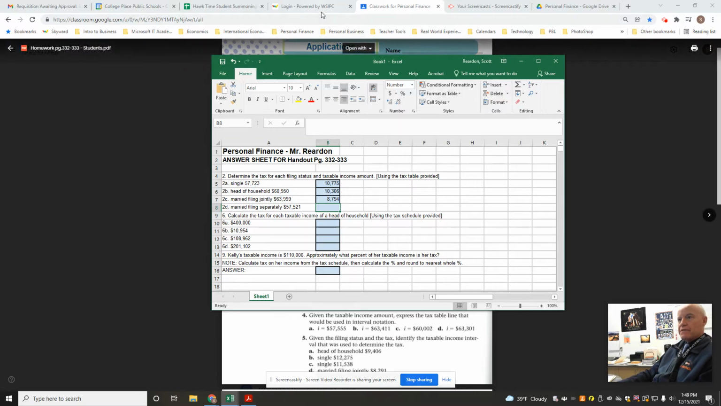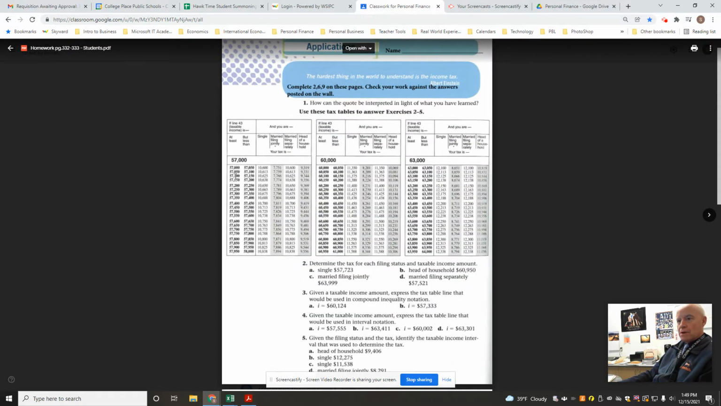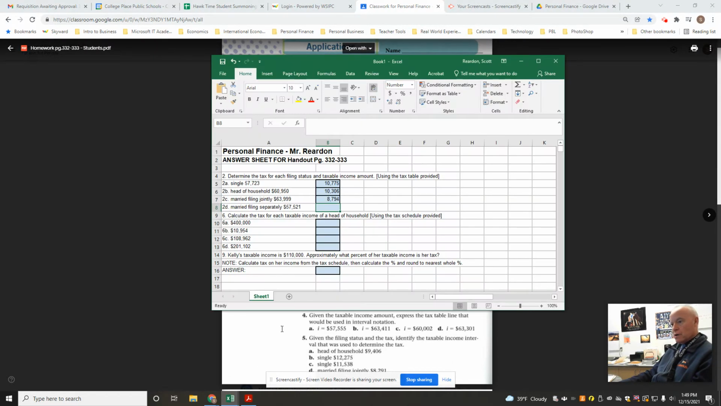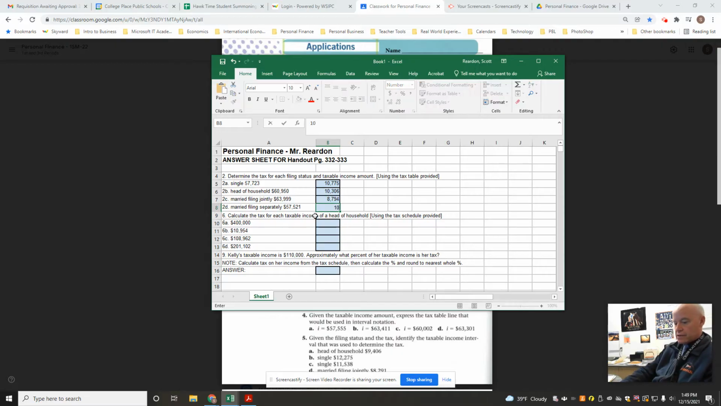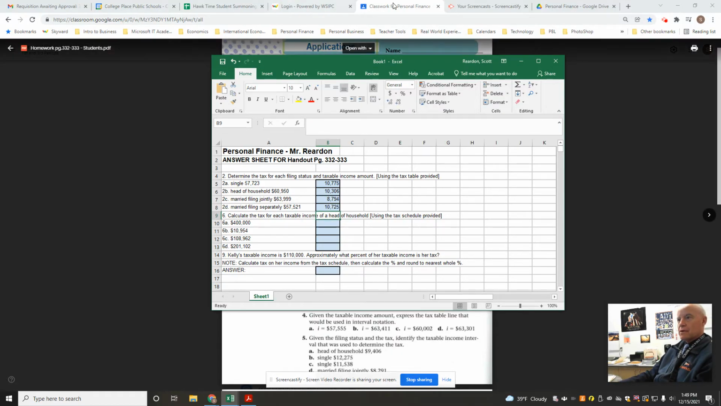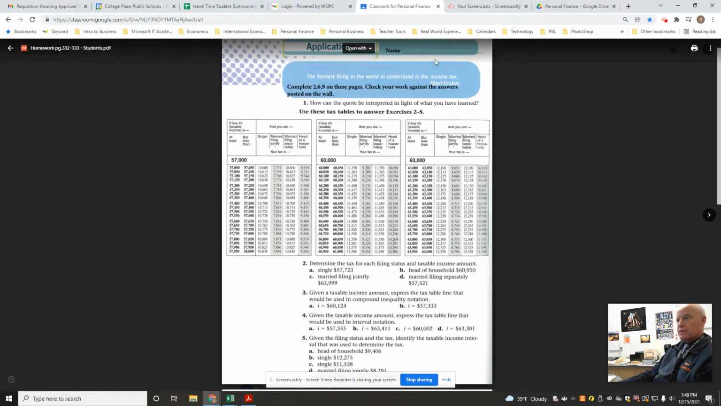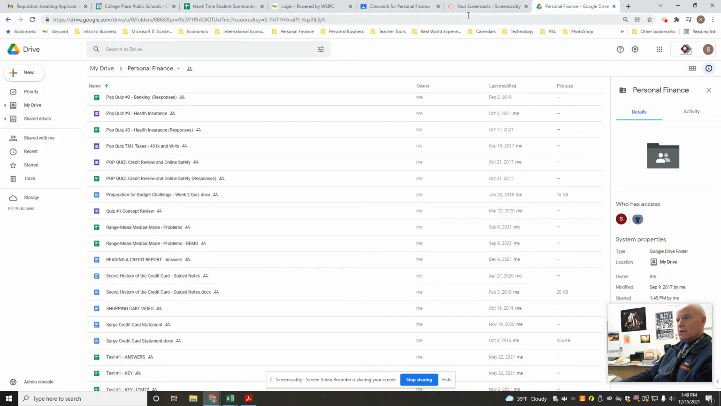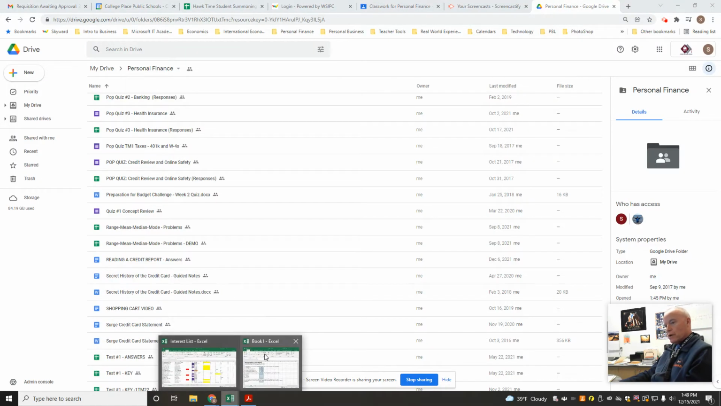Married filing separately, 57,521. 57,500 would be my largest amount there. Slide over to married filing separately, and I've got 10,725 in the third column. Let's double check that, 10,725, right on.